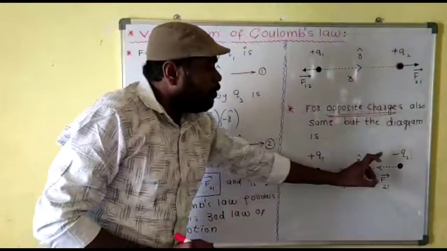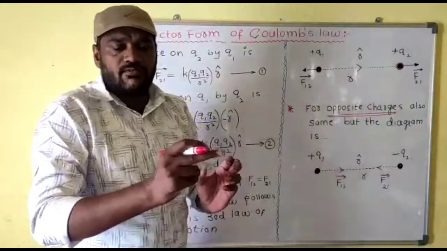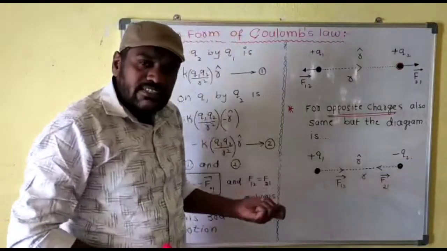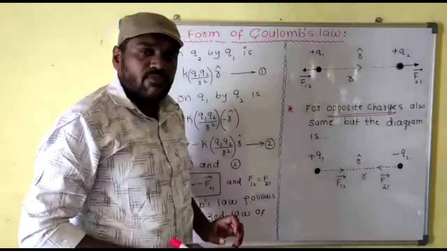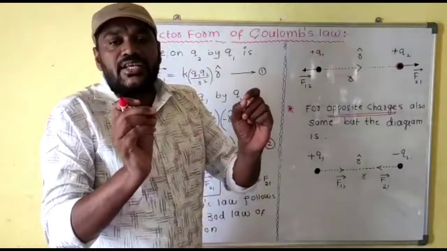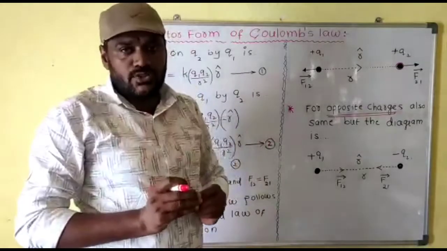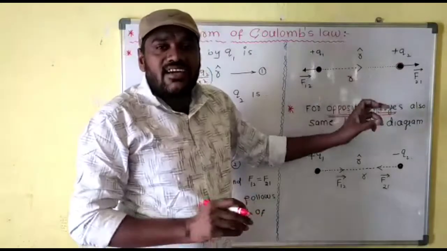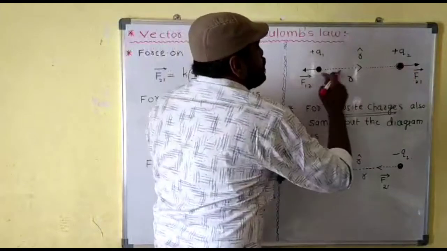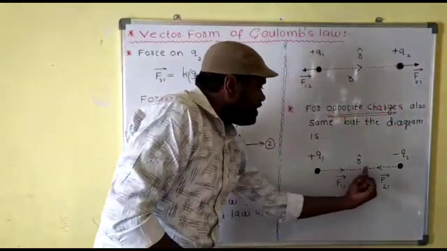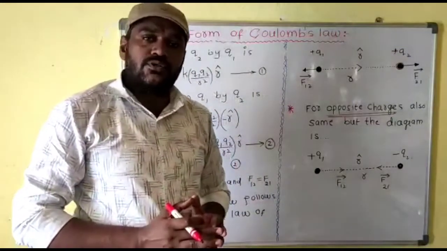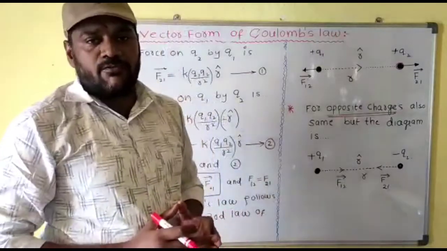Now, for example, opposite charges. What are opposite charges? One is positive, one is negative. For the opposite charge, you see F12 acting toward this side, because this one is negative and this is positive. Always remember one point: for opposite charges, the direction of the force is in between, along the line joining the two charges, and for similar charges, the direction of the forces is out of the line joining. You see, this is the line joining and these two are out of the line joining, and this is the line joining and these two are inside the line joining. Therefore, this is a very, very important point to solve problems in Coulomb's law in vector form.